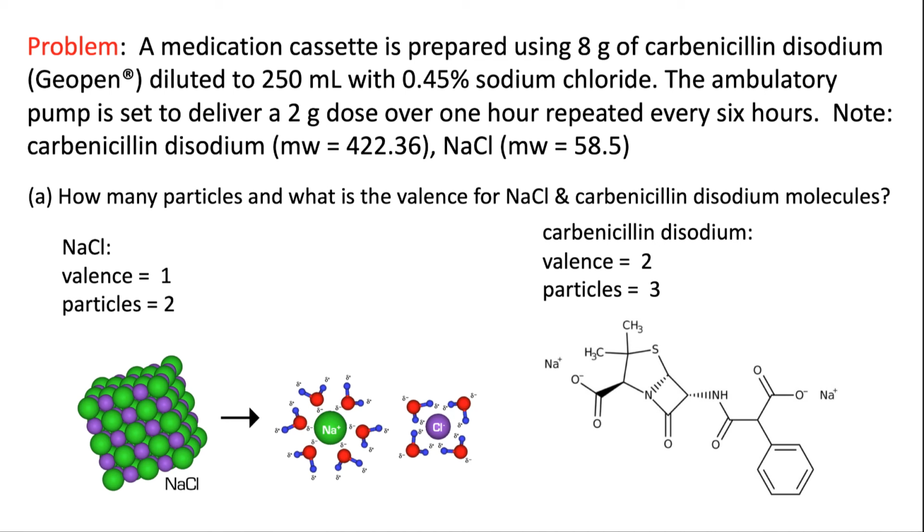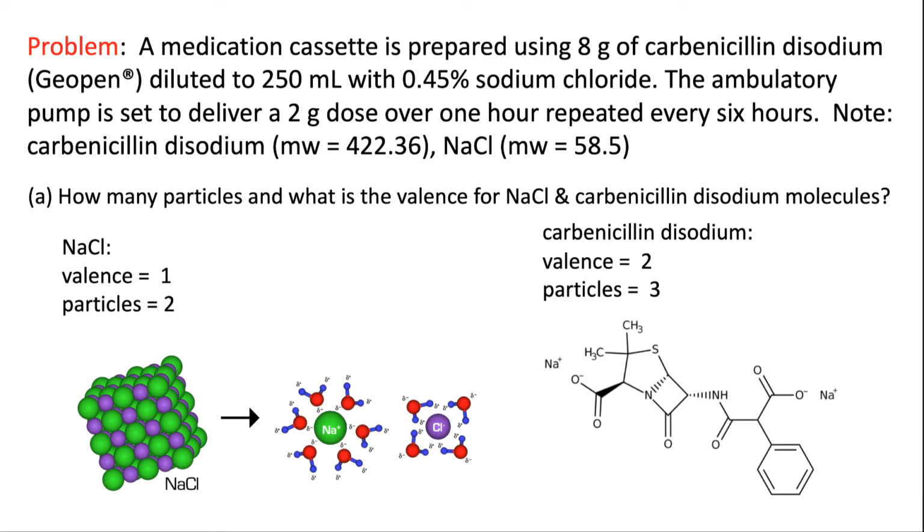You'll notice sodium chloride starts as a solid, but when you put it into water, it dissolves, and we're going to assume complete dissociation. It dissociates into two particles, one sodium ion with a positive valence and one chloride ion with a negative valence. And the valence actually is 1. So it's a positive 1 on sodium and a negative 1 on chloride. So we can conclude that sodium chloride has a valence of 1, and it would produce 2 particles.